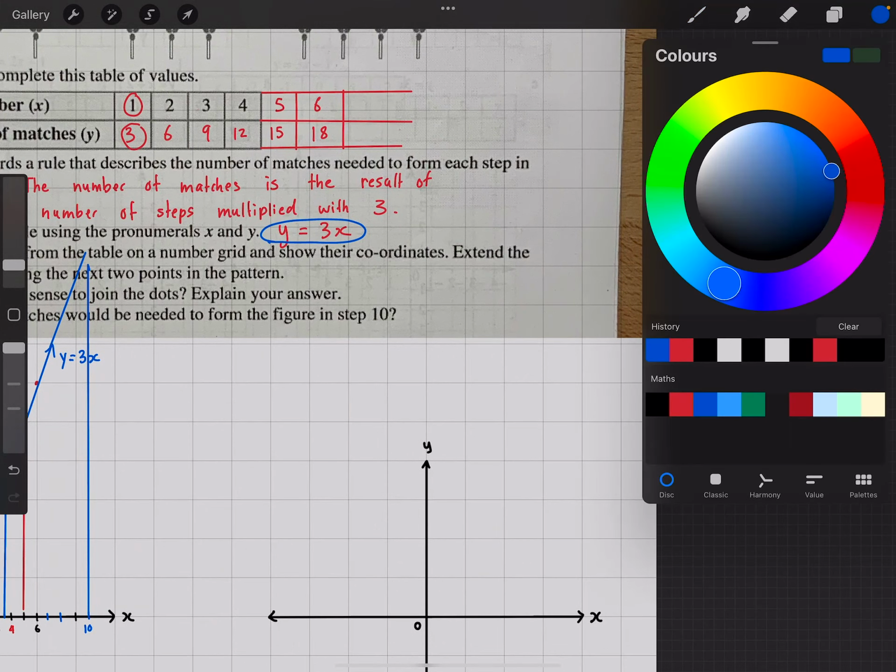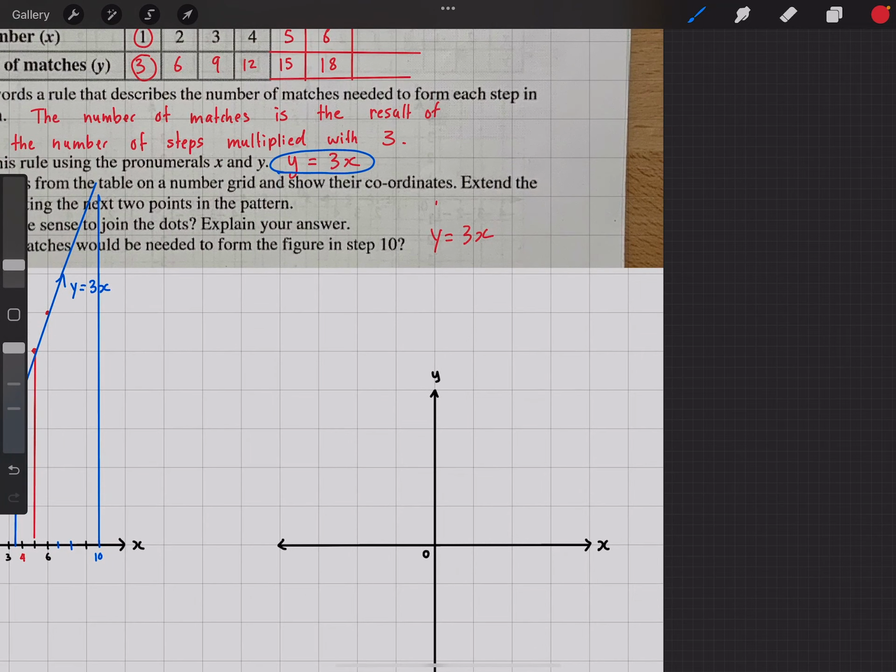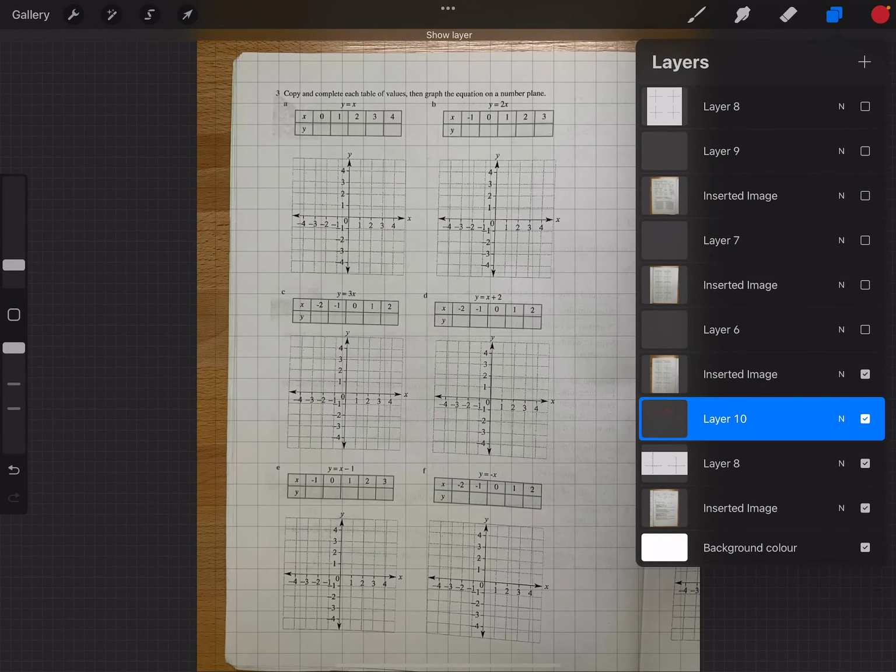So we can say, well, if y equals 3x, the y is the number of matchsticks and x is the number of steps. If the step is 10, then y is equal to 3 times 10, which equals 30. So the answer here would be 30 matchsticks, or matches. Okay, so that's question 1. Now let's have a look at question 2.